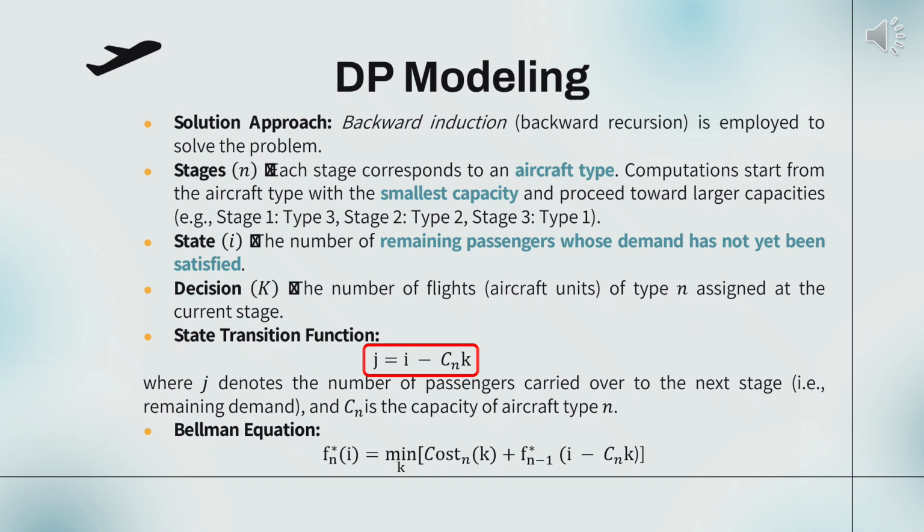The fundamental structure of our model is governed by the Bellman recursive equation, as shown at the bottom of the slide. This equation ensures that the optimal cost at each stage is determined by minimizing the sum of the immediate cost of the current decision and the optimal cost of the remaining stages associated with that state transition.